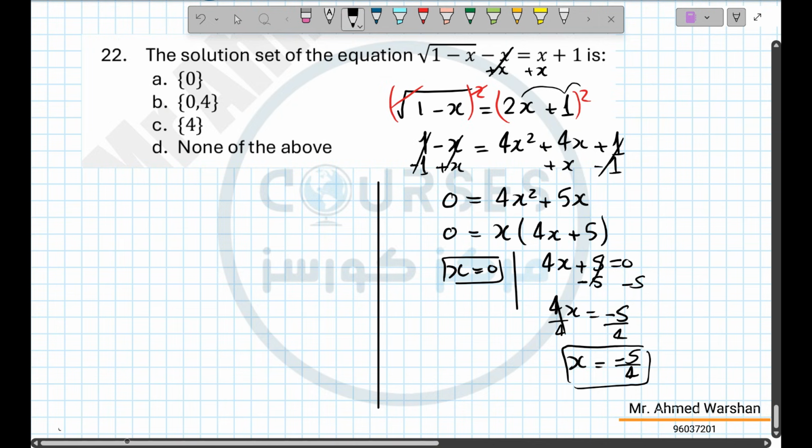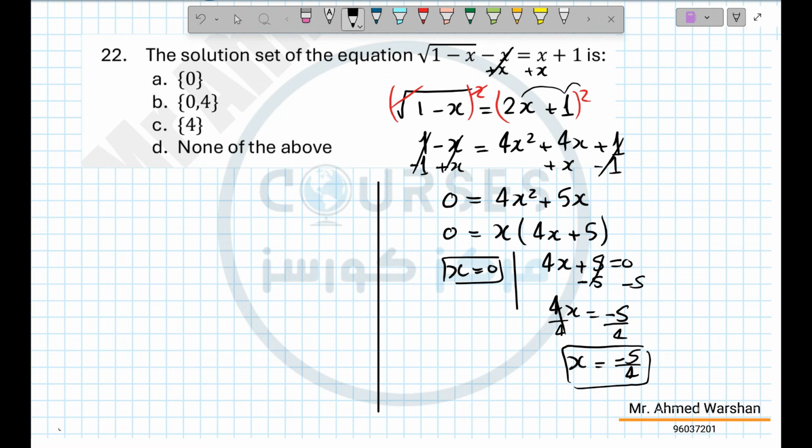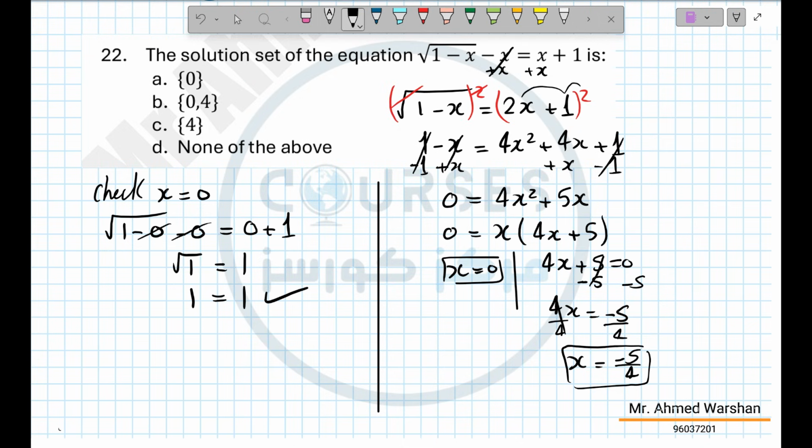Unfortunately, I wish it was that simple. In radical equations, you have to check. You have to plug your answer back to see if it's correct or not. So check x equals 0. So we're going to plug in 0. So this will be square root of 1 minus 0, and then minus 0 equals 0 plus 1. These cancel, so you end up with the square root of 1 equal 1. So 1 equal 1. So this one is correct.